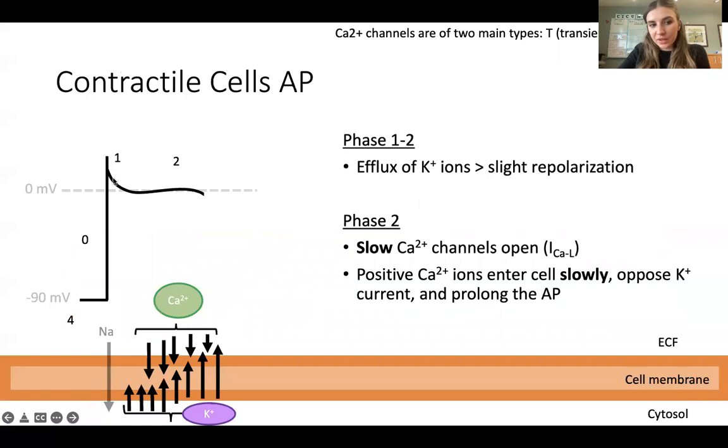Then we have a little bit of this repolarization here because we have potassium ions leaving. And when potassium's leaving, it's positive, so it's leaving the cell. So we have a little bit of bringing us down to about 0. And then all of a sudden we have these calcium channels that start opening up, and they're kind of slow in opening. So that's why we didn't see them right away. And when they open, we have calcium coming in, positive coming in, and potassium leaving. Potassium is positive. So that's why you get this current that's opposing each other. So that's why you get this plateau phase.